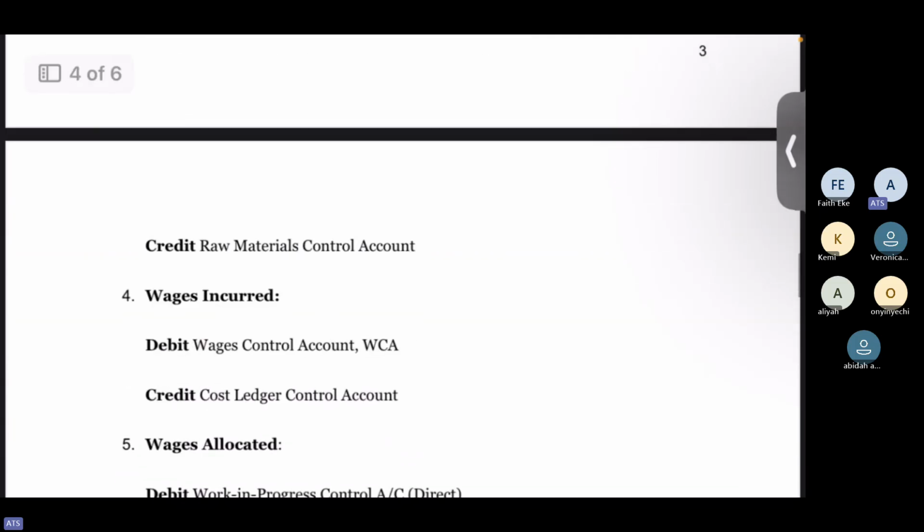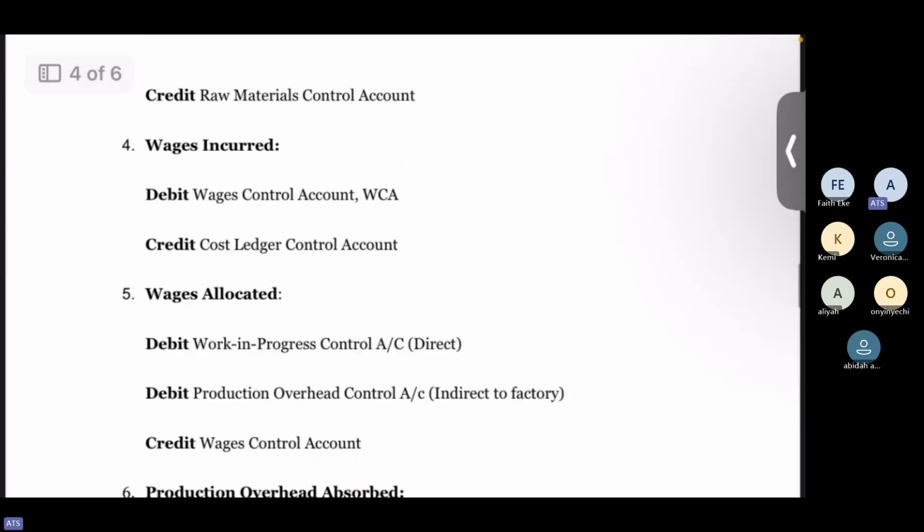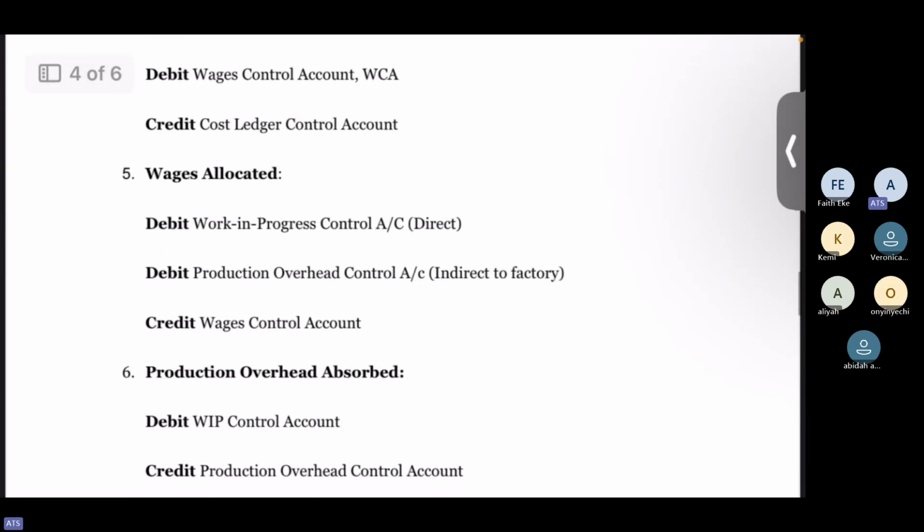Then for wages control account, for wages that you incur, maybe you paid wages. Yes, you paid wages to factory workers, just like you treated raw materials also. You debit wages control account and you credit the cost ledger control account. Now, for wages allocated, just like your raw materials, you also issue.